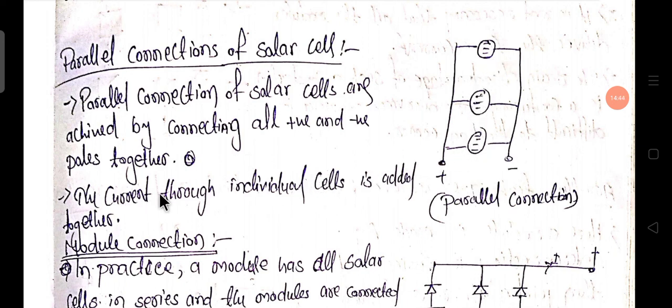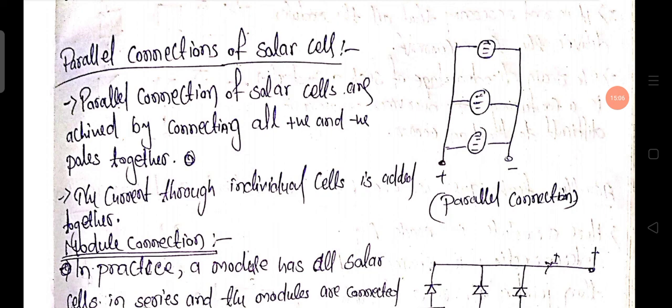The current through the individual cells is added together. In a parallel connection, the current is added. Here, if this is 1 ampere, this is 2 ampere, this is 3 ampere, then the total parallel current is 1 plus 2 plus 3, that is 6 ampere.